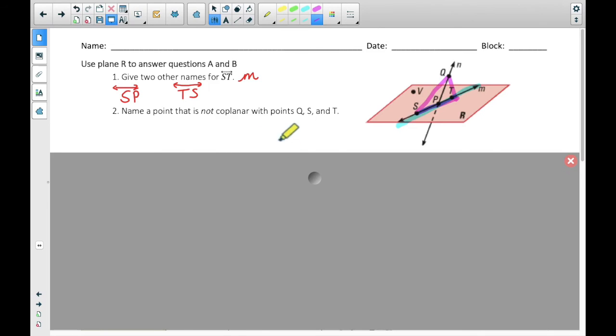They're asking for something that's not coplanar with those. Well, the only other point I see out there is V. So point V is not coplanar with those. It's not on that same piece of paper that's standing up like that. So point V would not be coplanar with those.